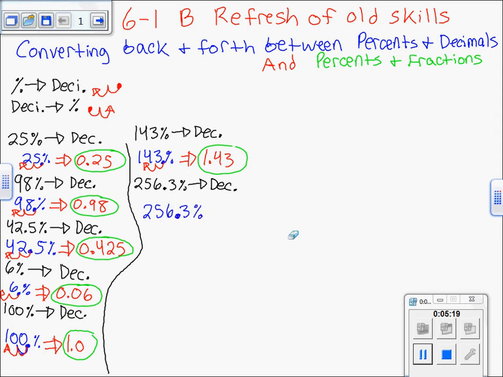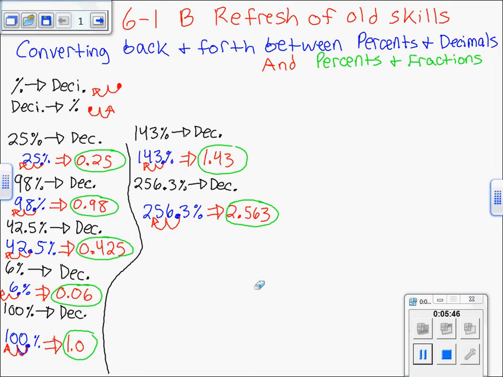The decimal is currently between the 6 and the 3, so move 2 spaces to the left. And it goes between the 2 and the 5. So it's going to be 2.563. So 2.563. That's the decimal equivalent of 256.3%. And that's the decimal equivalent of that one. So these are some exercises of going from percents to decimals.